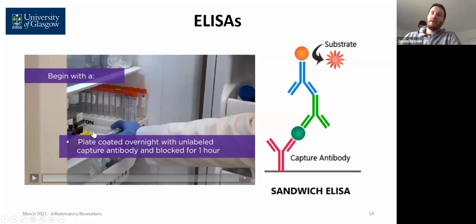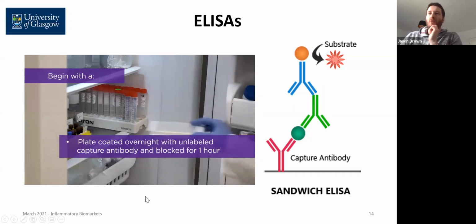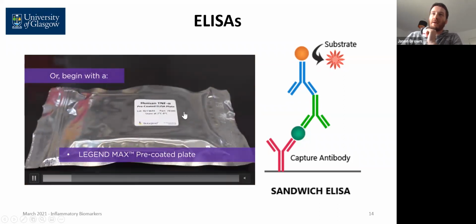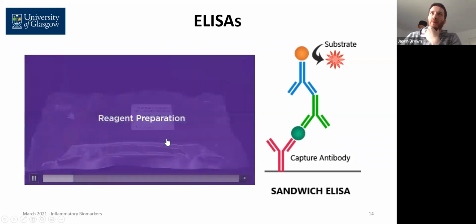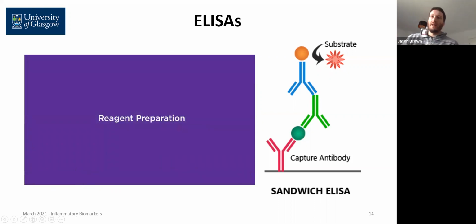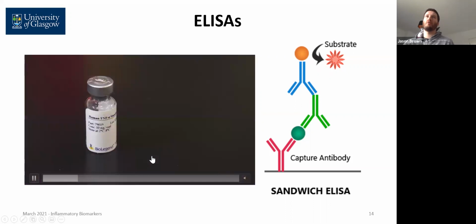So the microtiter plate will need to be coated with capture antibody, generally speaking overnight, but you can also buy in pre-coated ELISA plates, and that is essentially what is being shown in this video here. So this is a pre-coated ELISA plate where the plate specifically already has the capture antibody coated in each well. So the first step is to prepare your reagents.